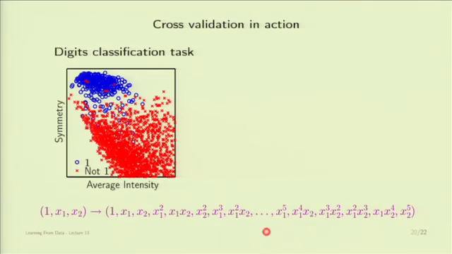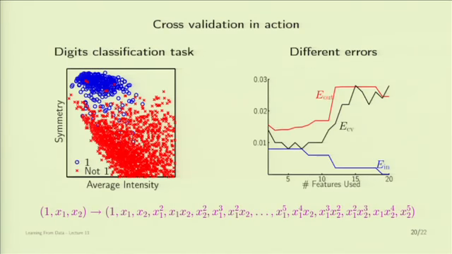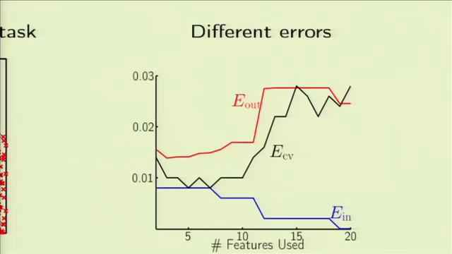So if I have 500 examples, realize that every time I do this, I have to have 500 training sessions. Each training session has 499 points. It's quite an elaborate thing. But when you do this, this is the curve you get. You get different errors. Let me magnify it. So this is the number of features used. This is the cutoff that I talked about. You can go all the way up to 20 features.